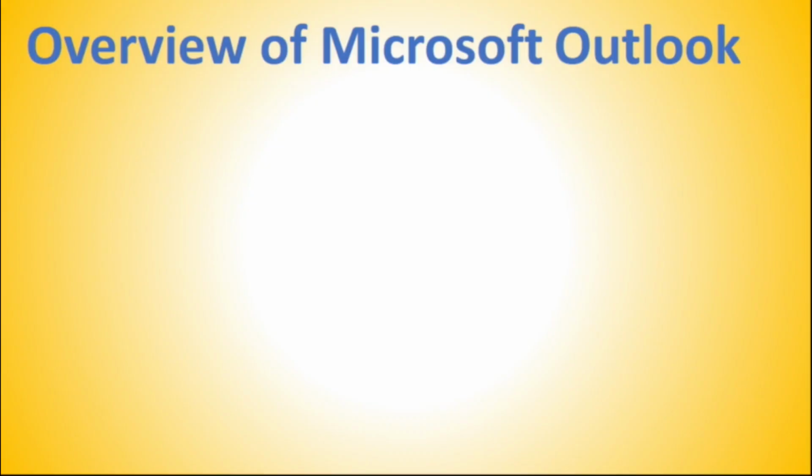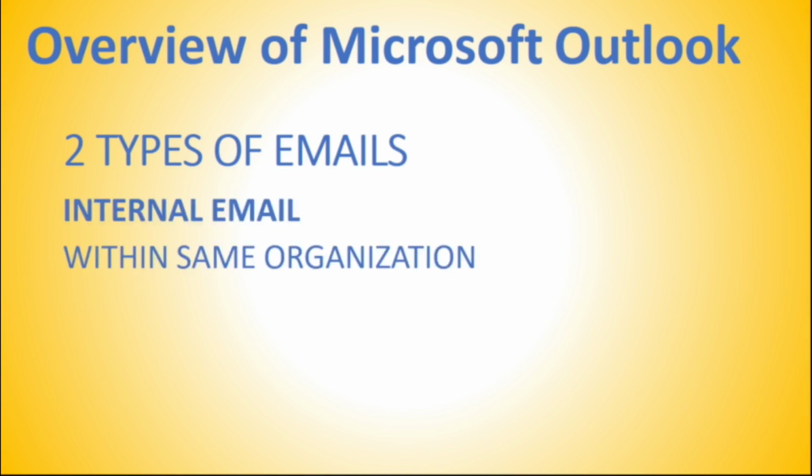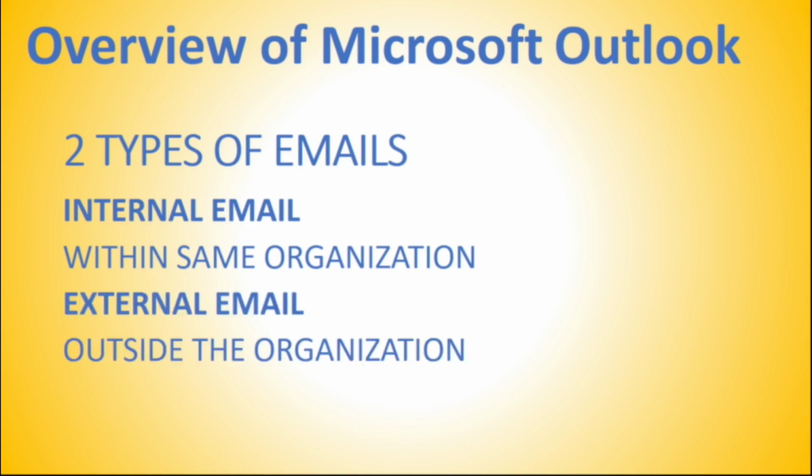This topic discusses the overview of Microsoft Outlook as an email application. First, let's discuss the flow of emails. Basically, there are two types of emails: internal email and external email. Internal email originates from within the same organization, and external email originates from outside the organization.